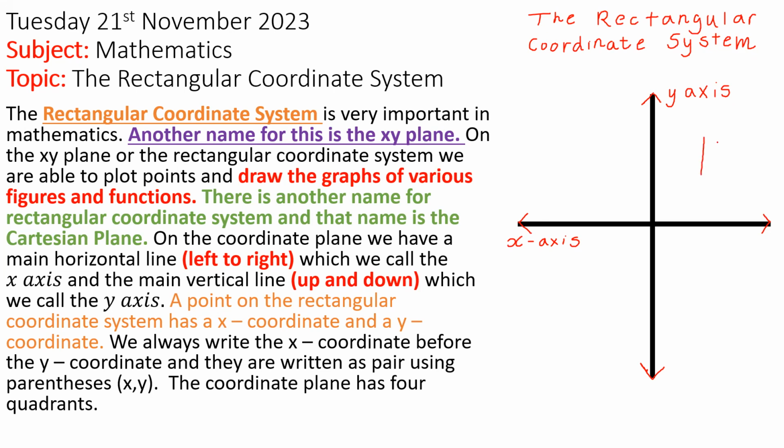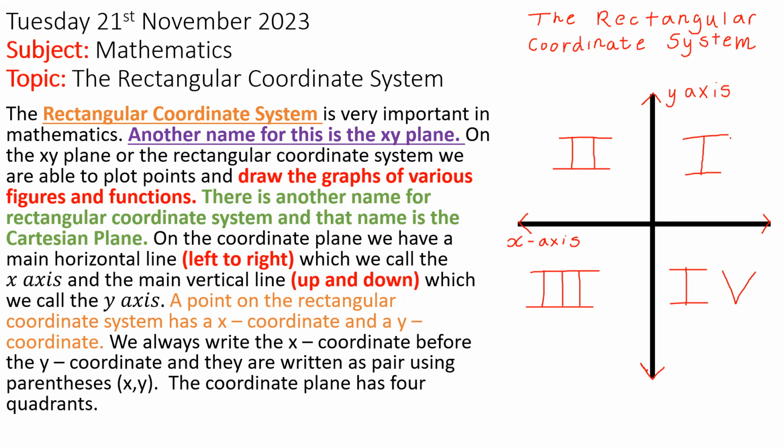This quadrant is the first quadrant. We call that quadrant 1. This quadrant is the second quadrant. We call this quadrant 2. This quadrant is the third quadrant. We call it quadrant 3. And this quadrant is the fourth quadrant. We call it quadrant 4. So these are the quadrants.